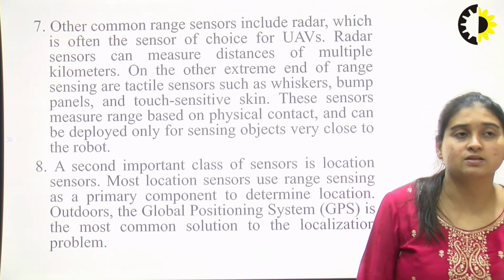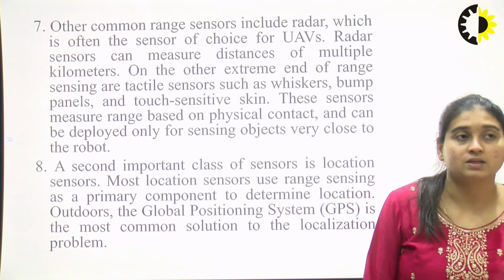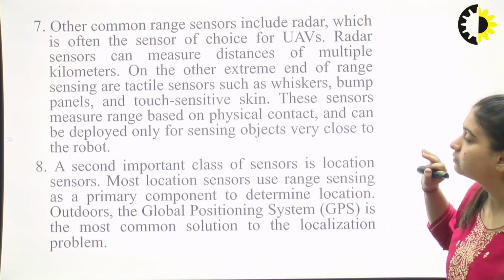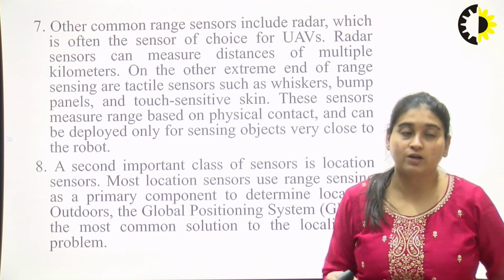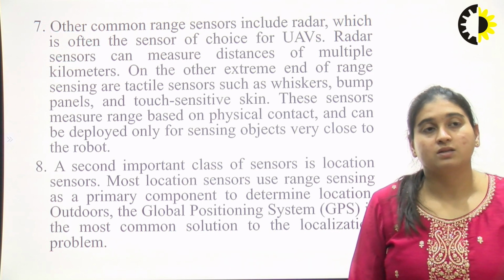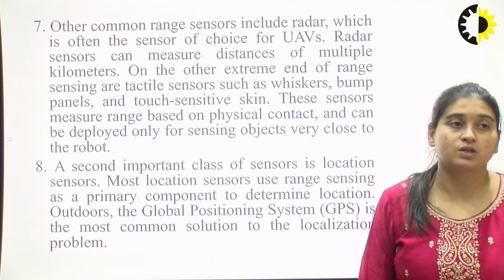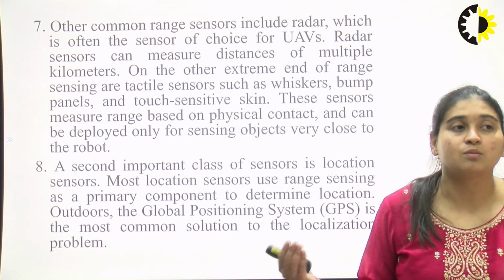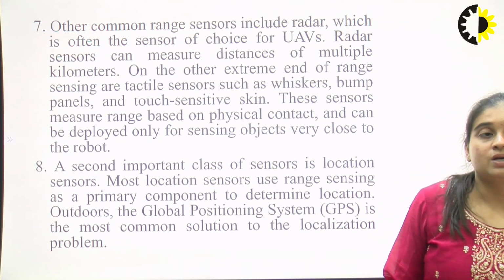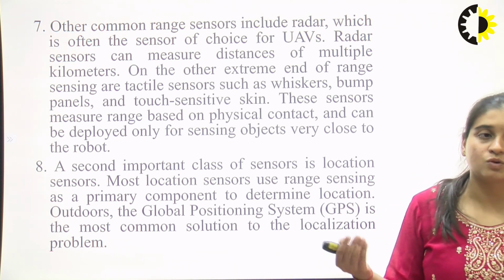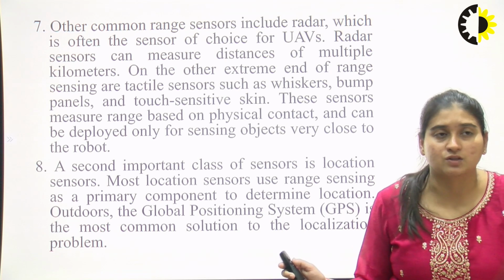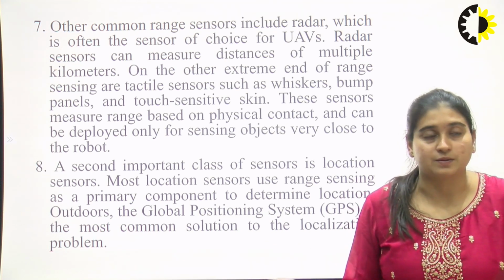What are the tactile sensors? For example, whiskers, bump panels, and touch sensitive skin. These sensors measure the range based on physical contact and can be deployed only for sensing objects very close to the robot. Now, the second important class of sensor is location sensors, and most location sensors use range sensing as a primary component to determine the location. Outdoors, GPS, which stands for Global Positioning System, is the most common solution to the localization problem. So this is also an important class of sensors, the location sensor.